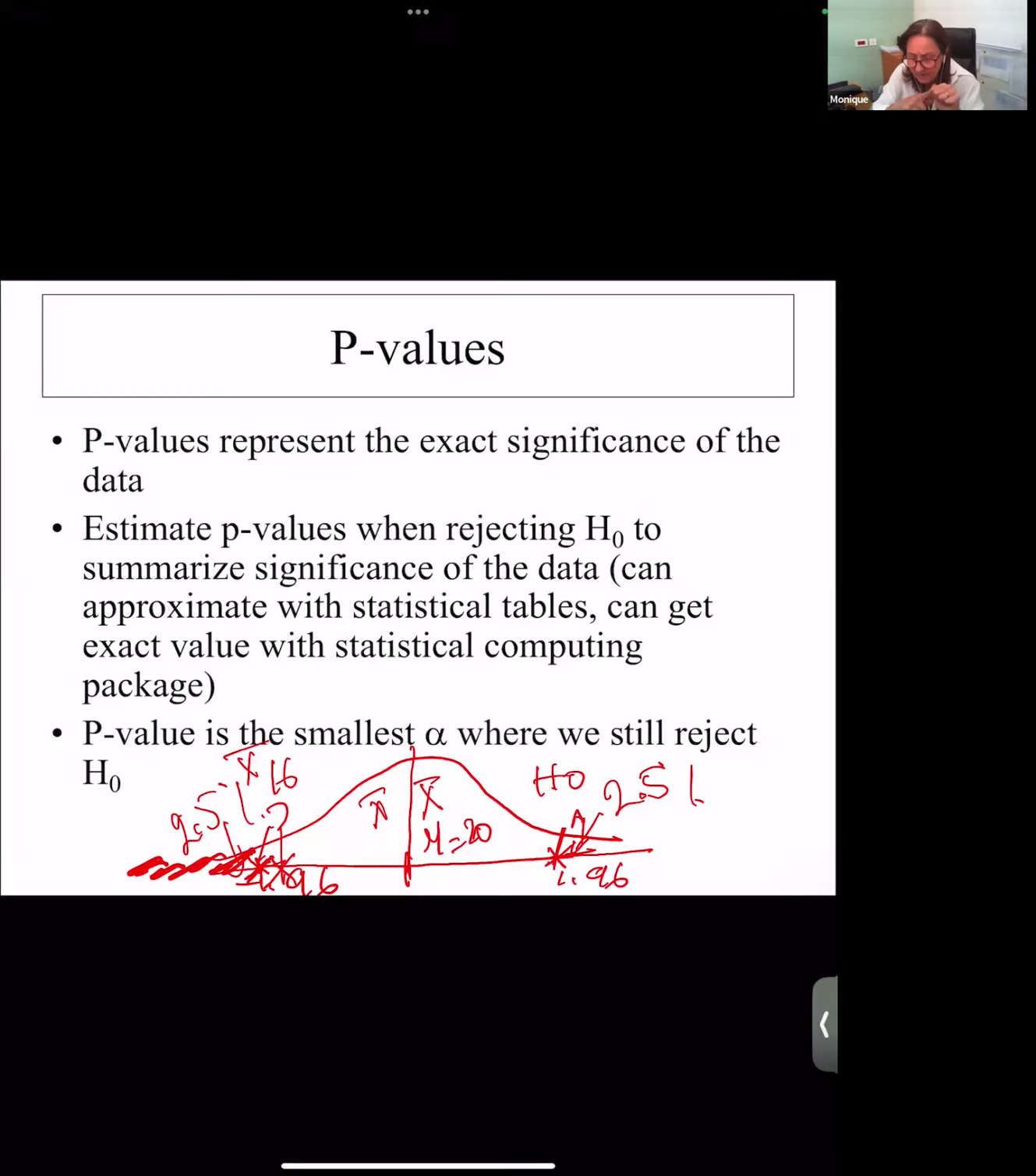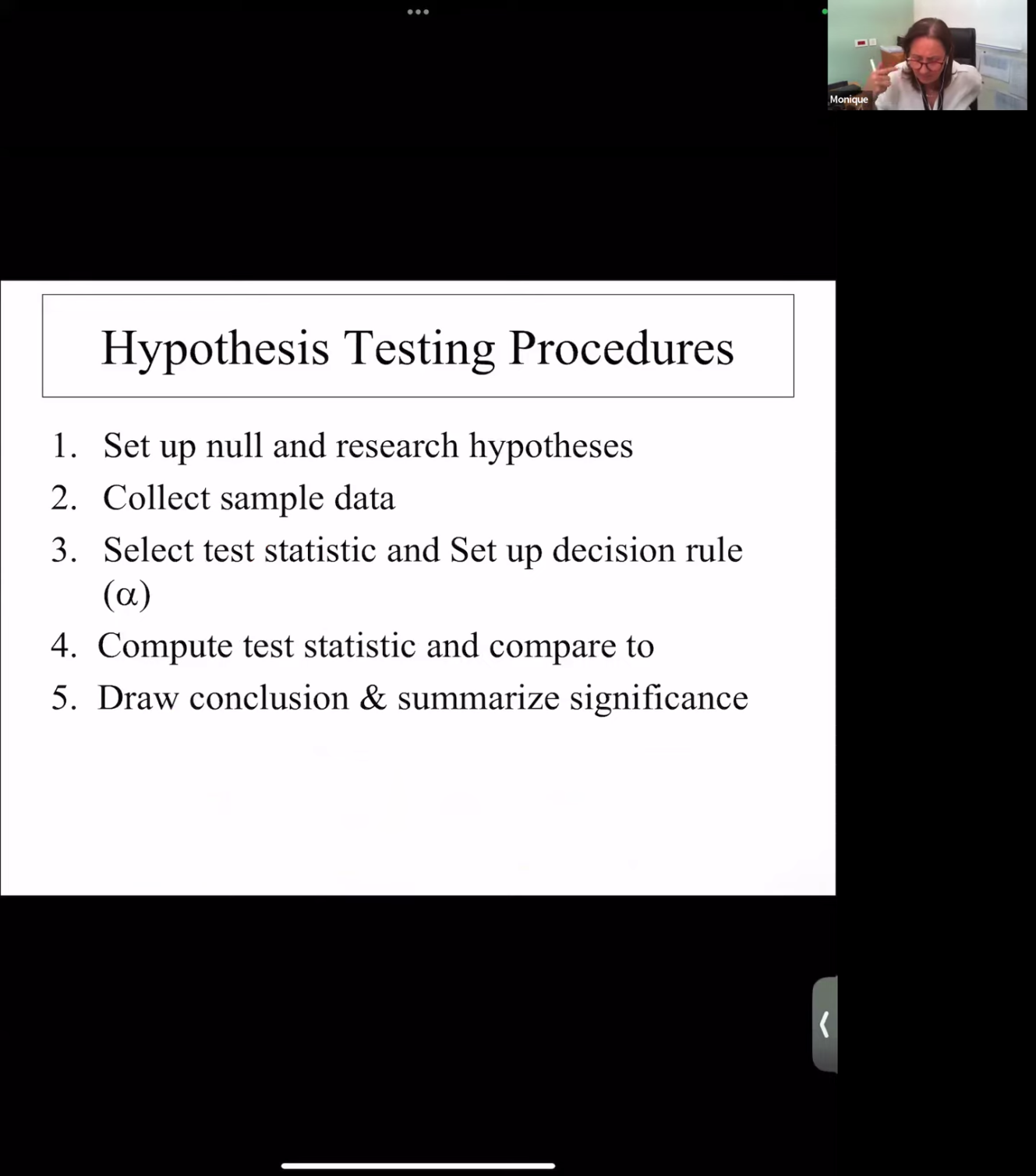So the p-value is exactly the probability of your value of the samples, the statistics. You estimate it, and then you say that of course, the smaller the p-value, the better. It means that you reject. So to reject H0, your p-value should be smaller than your alpha. We will see it. So let me just recapitulate.